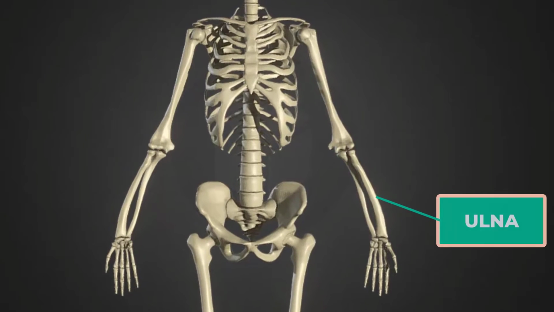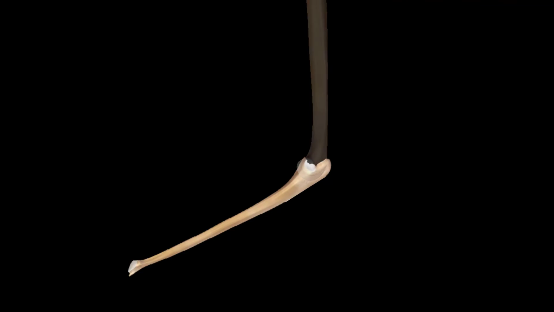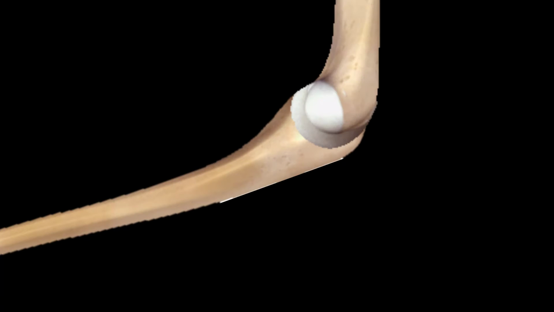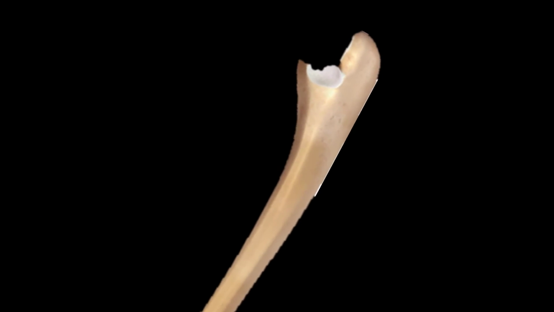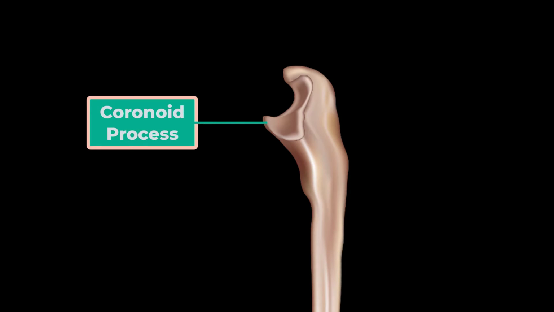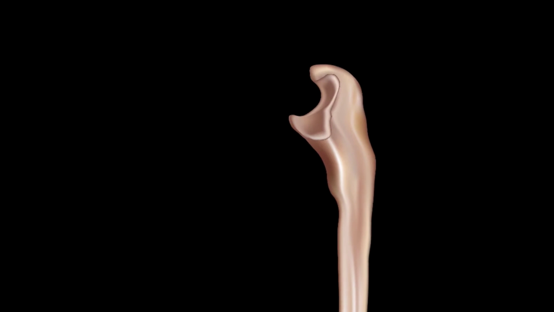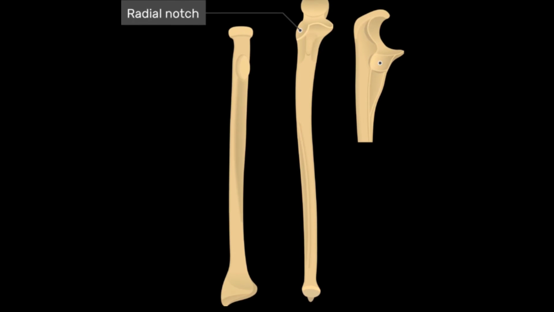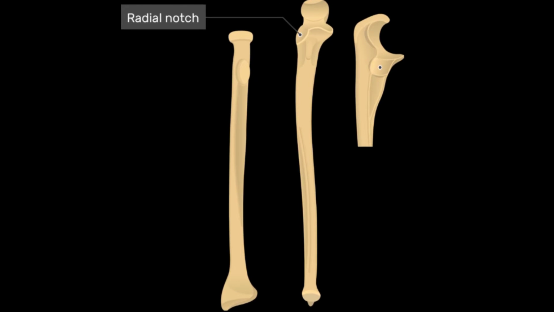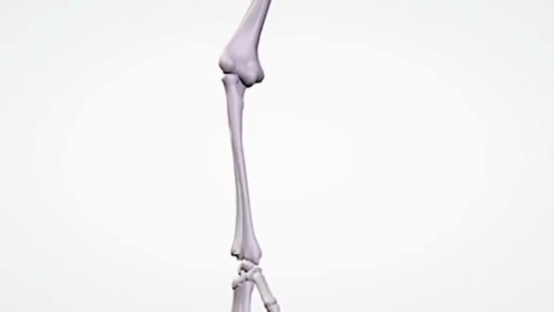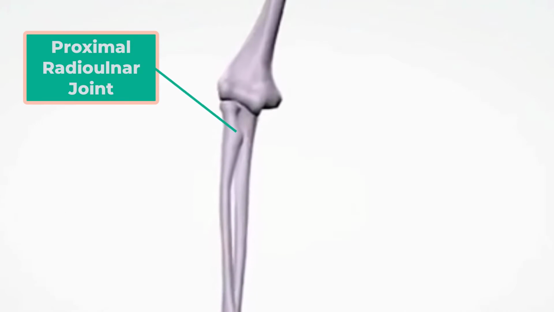The ulna is the medial bone of the forearm. The proximal end of the ulna resembles a crescent shape with the C-shaped trochlear notch. This region articulates with the trochlea of the humerus as part of the elbow joint. The inferior margin of the trochlear notch is formed by a prominent lip of bone called the coronoid process of the ulna. Just below this is a roughened area called the ulnar tuberosity. To the lateral side is a small smooth area called the radial notch of the ulna. This area is the site of articulation between the proximal radius and the ulna, forming the proximal radial-ulnar joint.